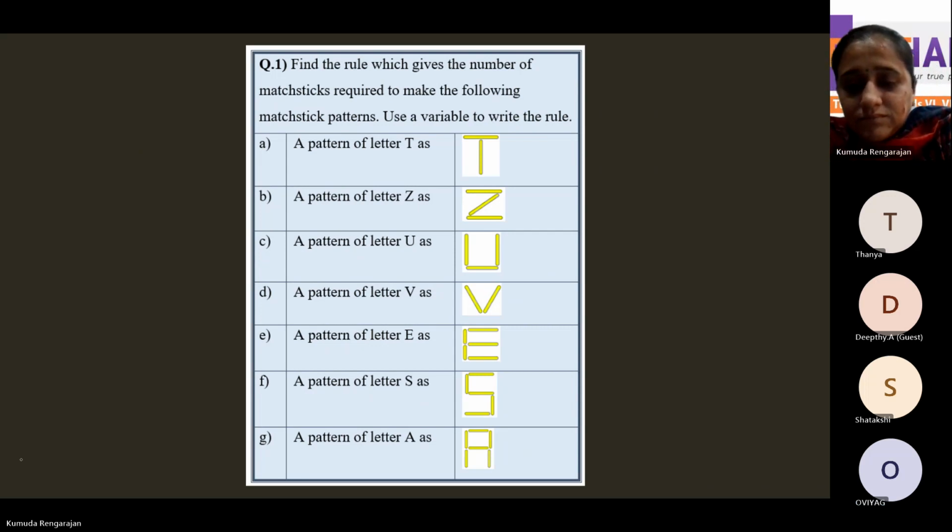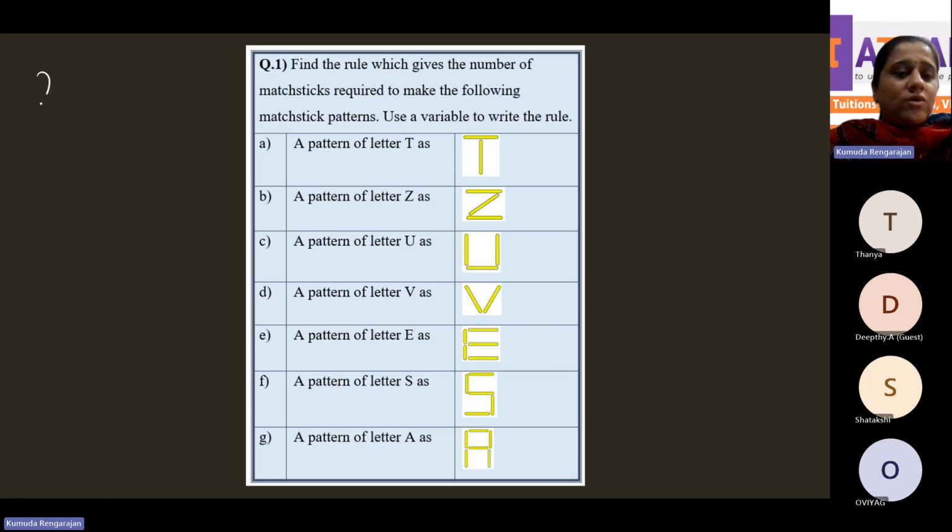Ma'am, I have a doubt. How did you know that n is 25 if in the sum they have not given n is equal to 25? Whatever be the value of n, you can find. Now, supposing you take n as 100, that is if you want to make 100 T's, then how many sticks you will need? 2 into 100.